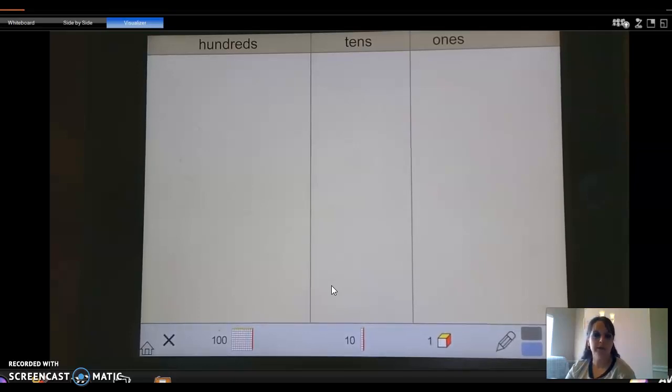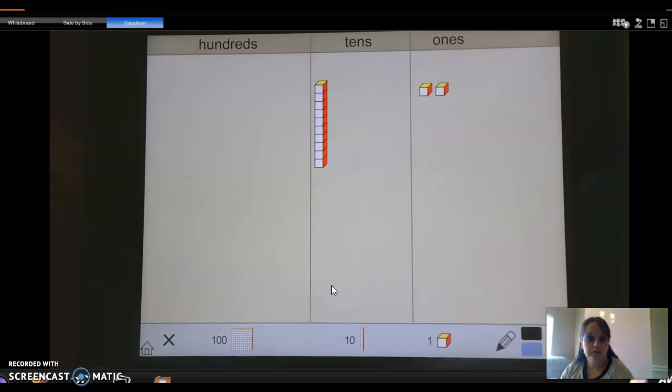So let's practice with numbers that we've done prior to, just to remind ourselves of how to do expanded form and the pictorial model or the manipulative in front of us. So in the beginning of school, we worked on smaller numbers under 100. So I'm going to build the number 12.